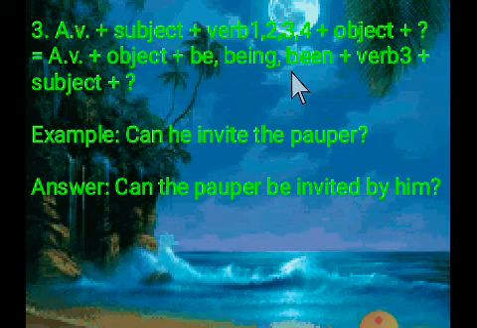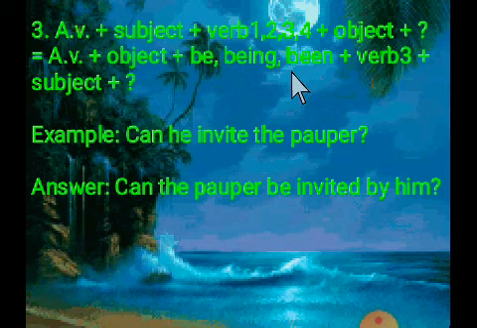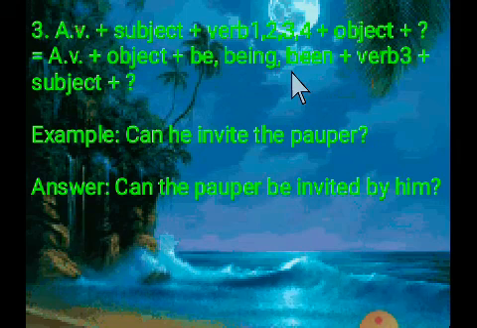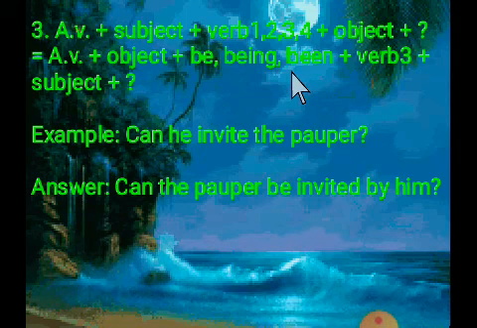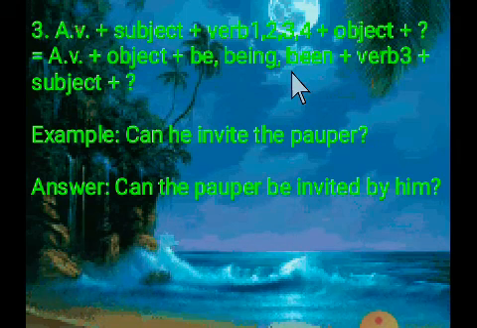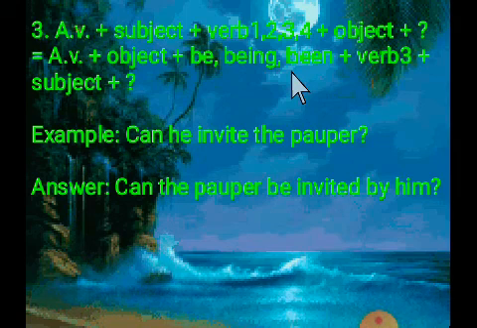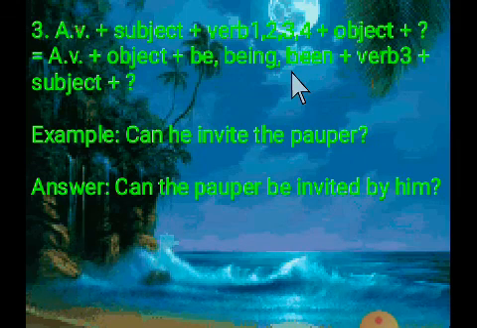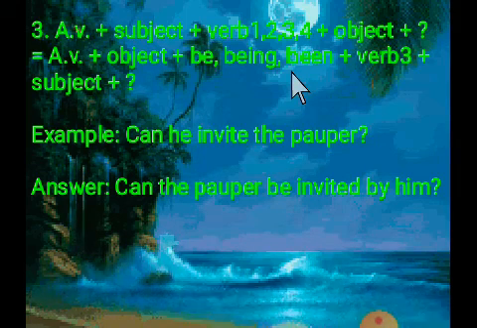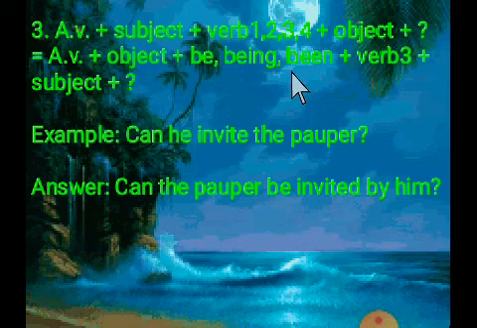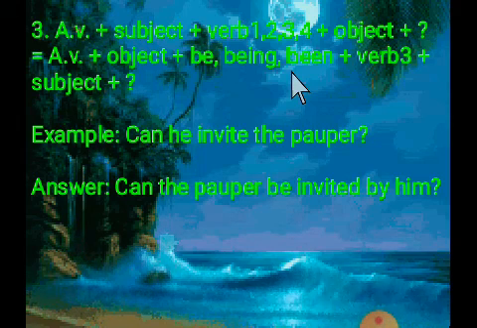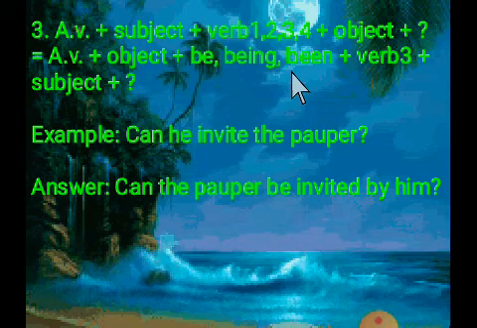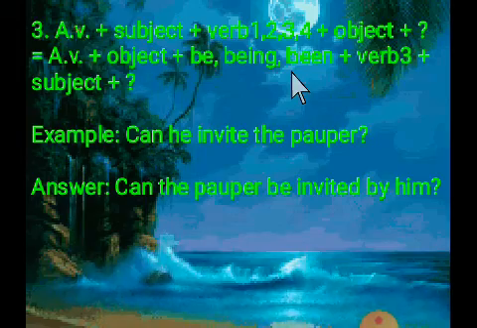Adverb, no, auxiliary verb + subject. Auxiliary verb + subject + verb 1, 2, 3, 4 + object + question mark = auxiliary verb + object + be, being, been + verb 3 + by + subject + question mark. Example: Can he invite the Pop-up? Answer: Can the Pop-up be invited by him?